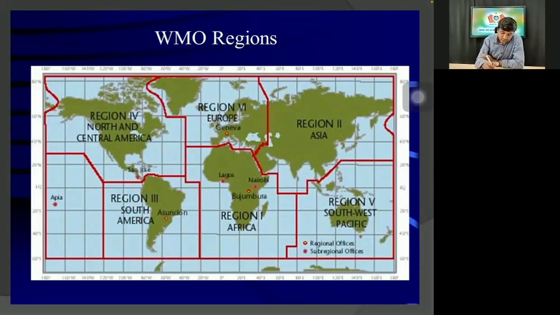Region one is related to Africa, the second region is related to Asia, the third region is related to South America, the fourth region is related to North America, the fifth region is related to Australia, and the sixth region is again Europe. So these are the six WMO regions.